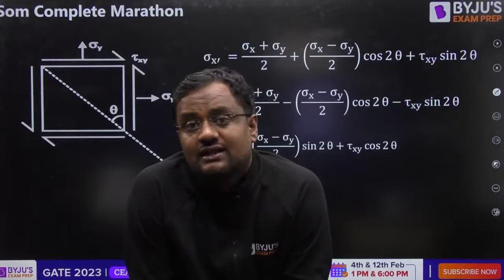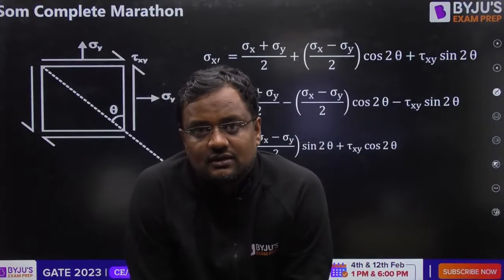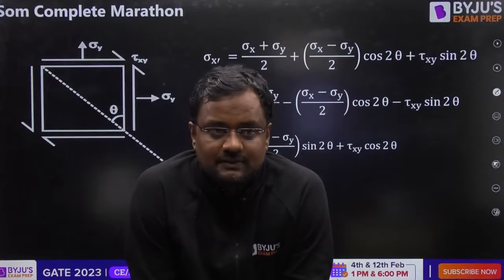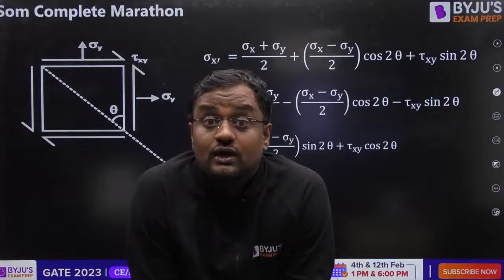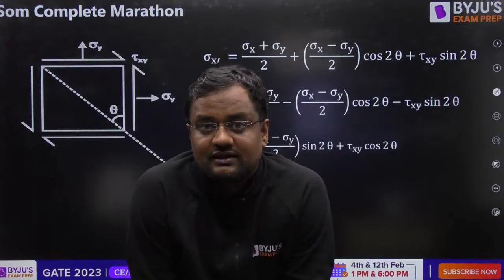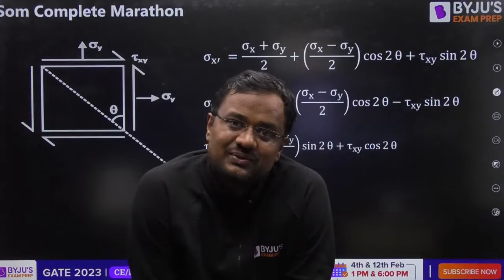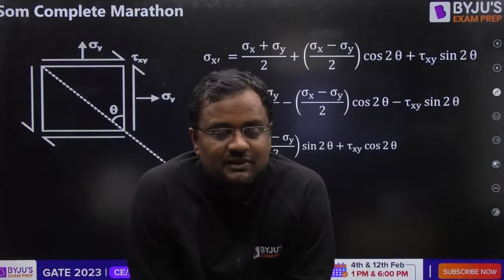The plane where the minimum principal stress is acting is called the minor principal plane. Now, friends, on the planes where the major and minor principal stresses are acting, the shear stress is 0. How to remember this? Let me tell you.